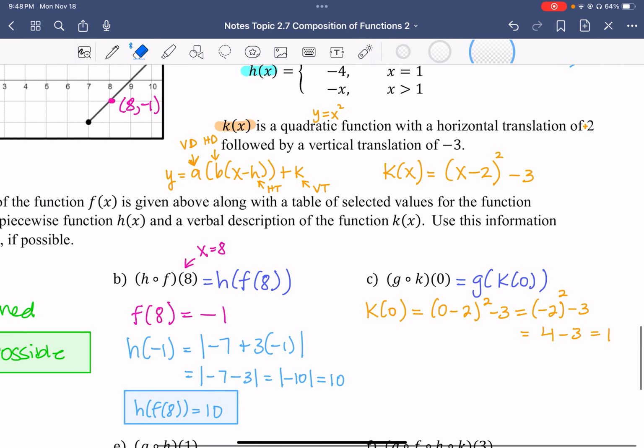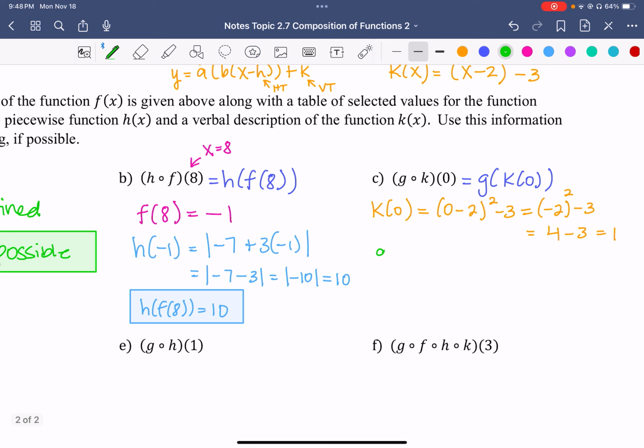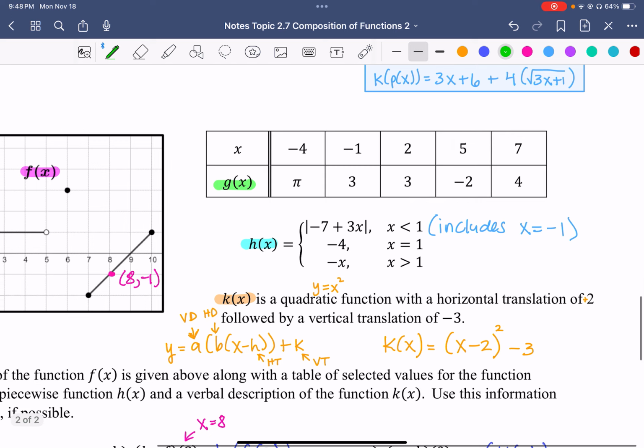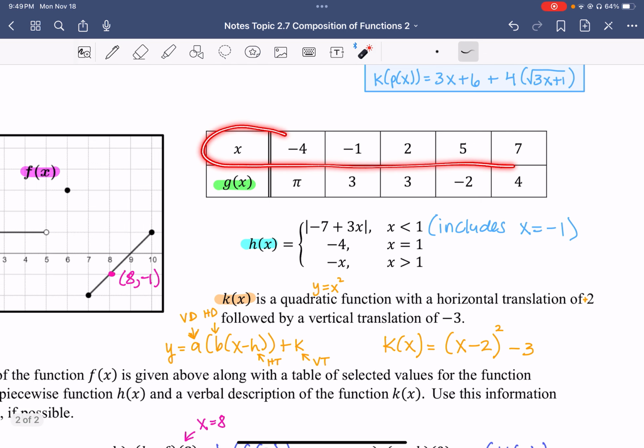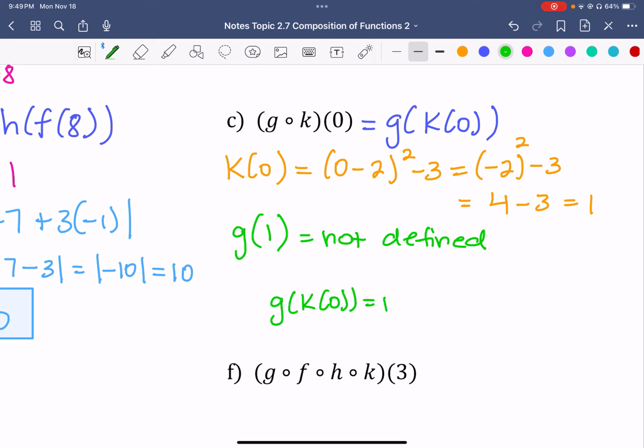Next, I need to find g. So we're going to do g of positive 1. So I'm going to go to my table for g. I'm looking for where x is positive 1, and I do not see it. So g of 1 is not defined because it is not an x value on the table of g, which means that g of k of 0 is not possible.